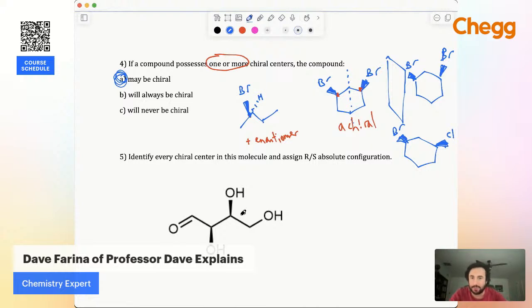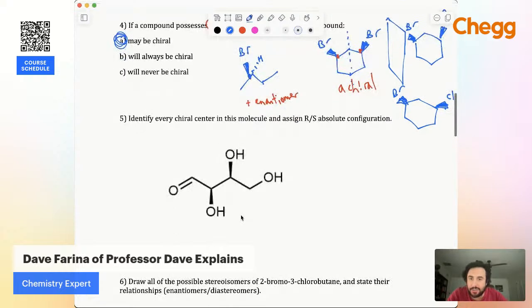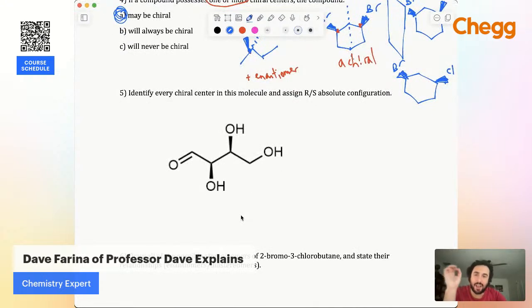Okay, so going on to this one, identify every chiral center in this molecule and assign R and S absolute configuration. So this is great. This is what we just talked about. We've got 4 carbons in this molecule. So how many of these are chiral centers? This one over here is an sp2 carbon, so that doesn't work, right? This has 2 bonds to the same oxygen atom, so that's not going to help.